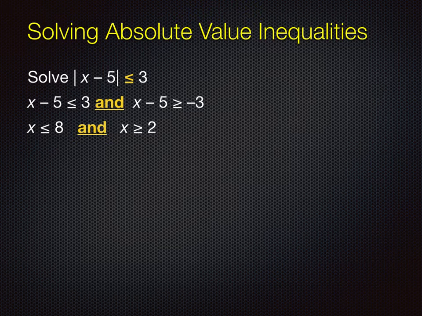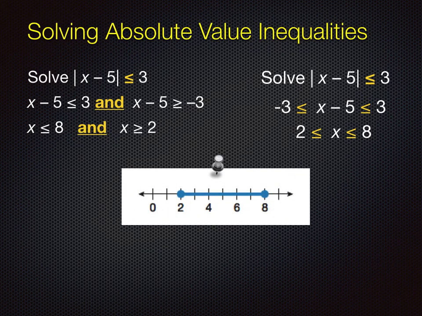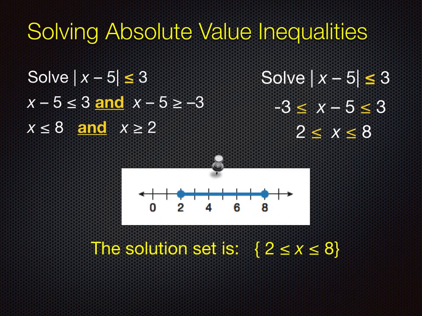But some people prefer to solve this inequality using a symbolic way of saying and. So we say -3 is less than or equal to x minus 5 is less than or equal to 3. Let's add 5 to all three sides. And this is also saying x is between 2 and 8, including the endpoints. So that's with the less than.